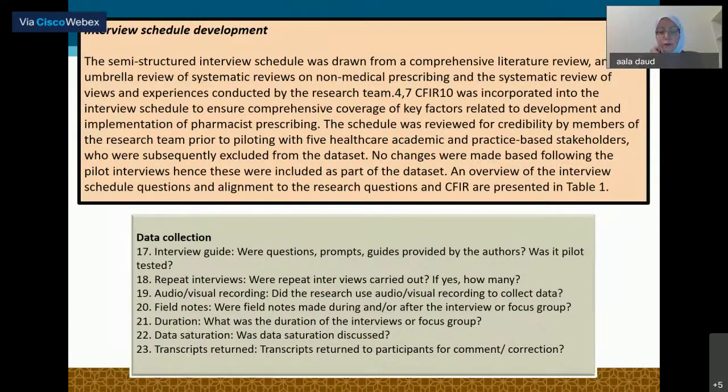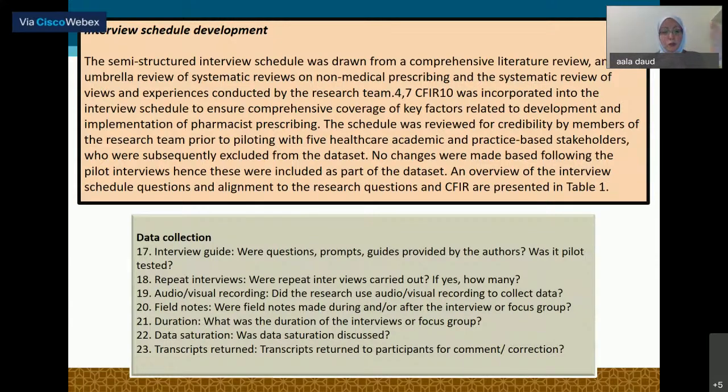Yep, so there's no information yet about the repeat interviews, whether they were carried out or not, and if yes, how many. Number 19, yep, there was no information so far about audio-visual recording. And as I mentioned earlier, I guess what you need to do normally with an article like this is scan through it first, read the whole thing, and then go back and try and critically appraise it, because only once you've read all of it, you can then take some information from here and there.